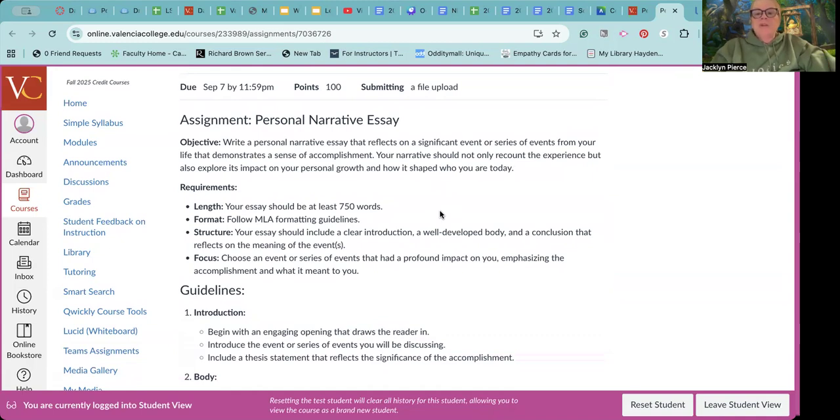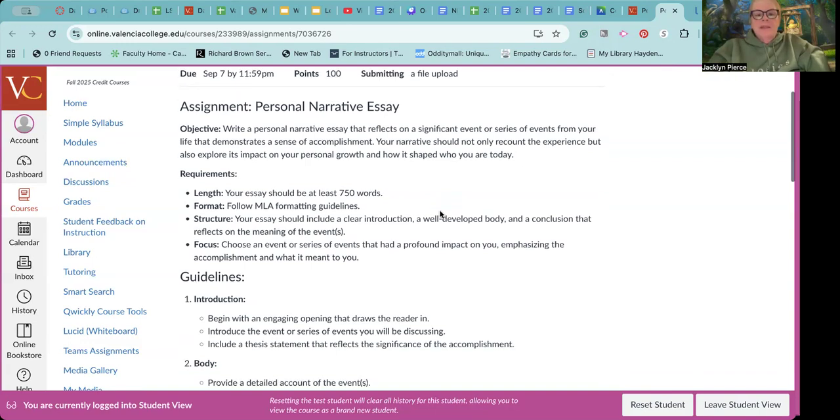Your narrative should not only recount the experience, but also explore its impacts on your personal growth and how it shaped who you are today. I will mention that I would gravitate towards positive experiences for this. It is a lot easier to write about things that have a positive impact and also were positive at the time, as opposed to something that was traumatic at the time, even if that now has a positive impact.